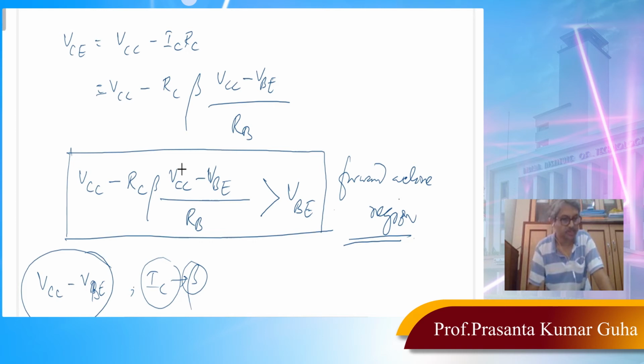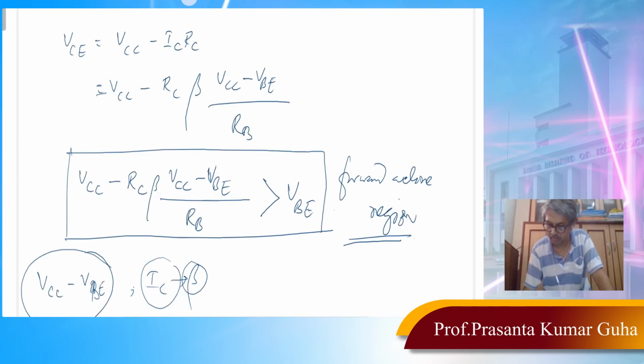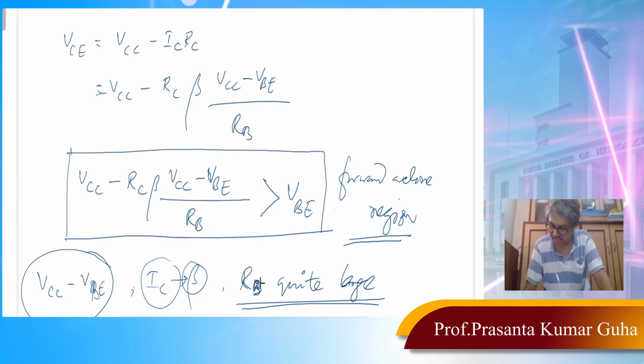In this particular case of biasing, we also have to choose an RB that is quite large, because IB is usually of the order of microamps and IB depends on RB. So RB may be a couple of hundred kilo ohm, or of the order of mega ohm, depending on your value of VCC. If it is in an integrated circuit, RB will occupy quite a lot of area in silicon.